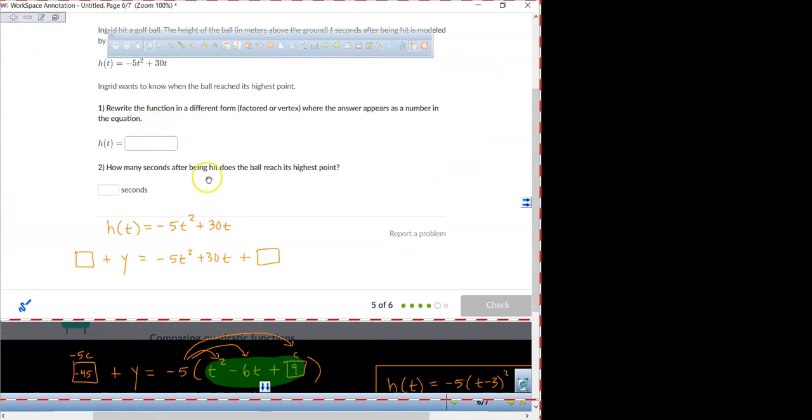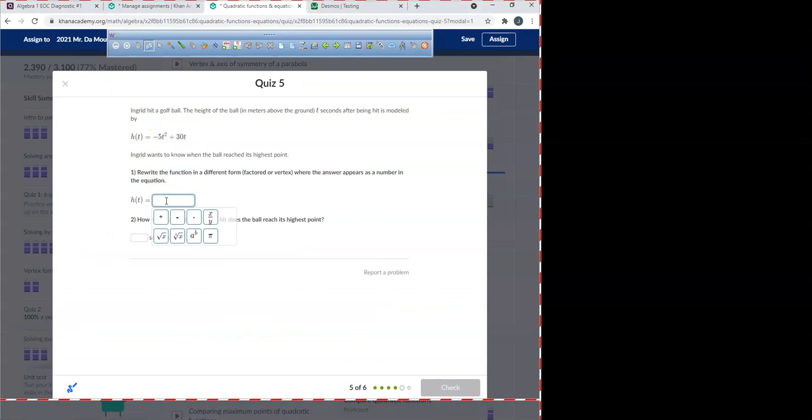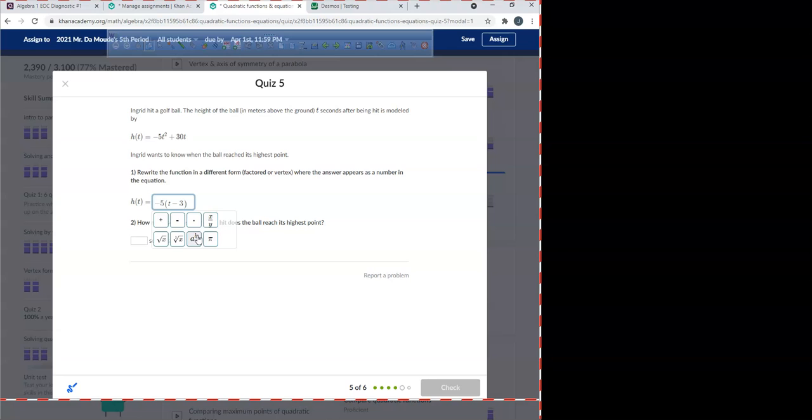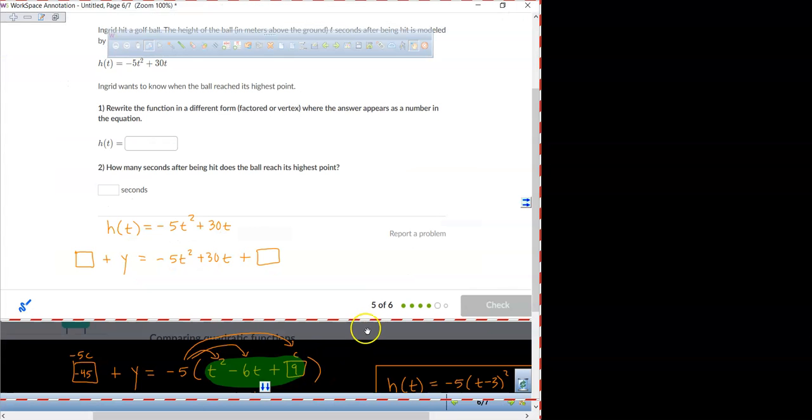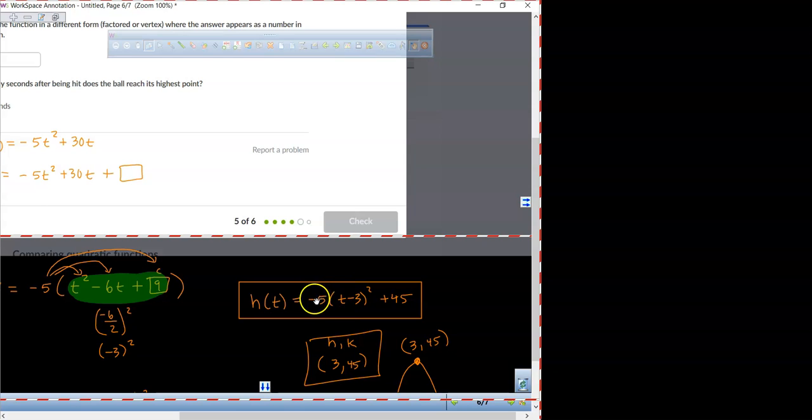So I'm going to type this in nice and neat, and I'll see if I've changed everything to vertex form, completed the square correctly, and all that good stuff. So here we go. I believe I had a -5, open parentheses, then it was t minus 3. Then I right arrow, I squared that, and then I put a plus 45, and then it was 3 seconds after being hit, it got to its maximum height. So let me make sure I did that right. Looks like I did. Looks good.